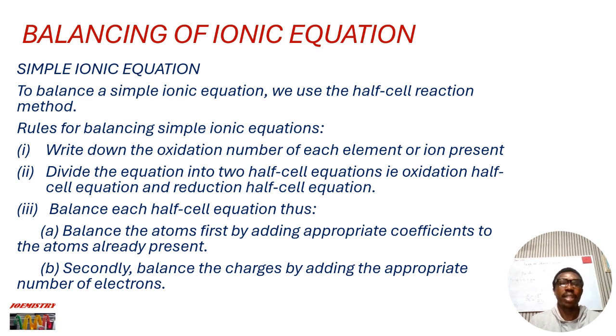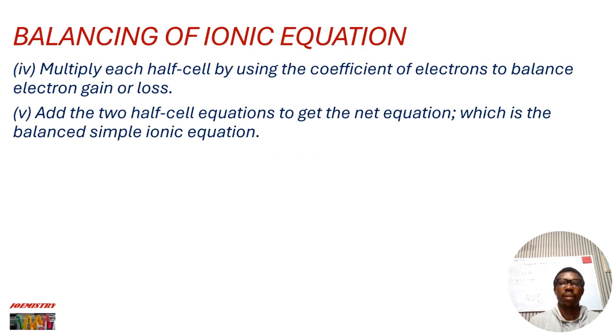Then balance each half cell equation. Thus, balance the atoms first by adding appropriate coefficients to the atoms already present. Then secondly, balance the charges by adding the appropriate number of electrons. So after balancing the atoms first by adding appropriate coefficients to the atoms already present, secondly, you balance the charges by adding the appropriate number of electrons.